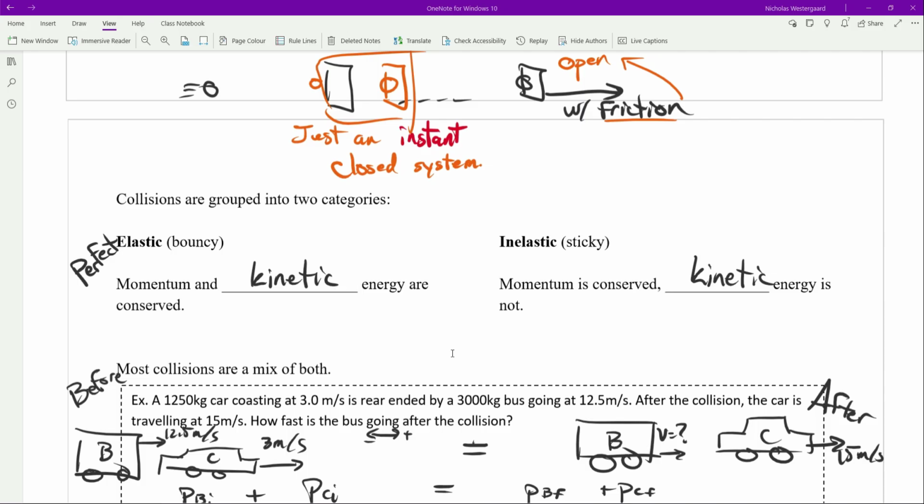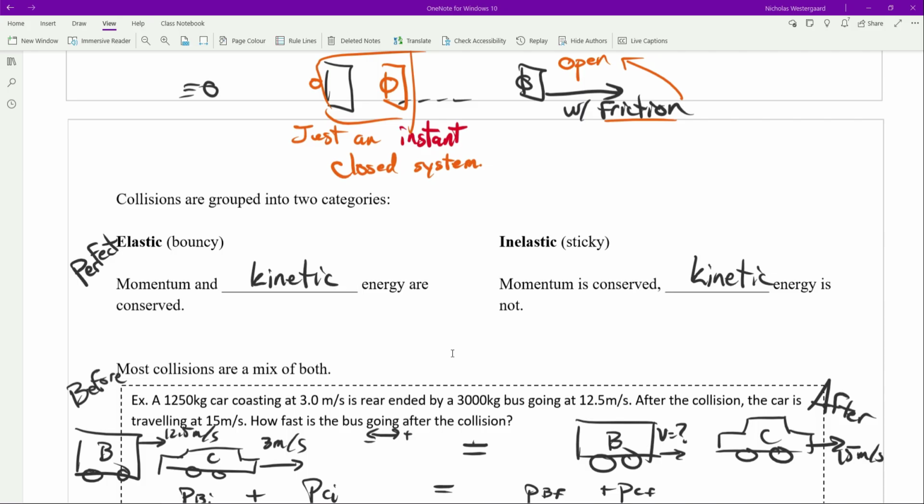So that's what the kinetic energy will be turned into. That's what's going on here: the kinetic energy is not conserved, but the total energy, including things like noise and deformation of objects, is conserved. So in inelastic collisions, the momentum is conserved and the total energy is conserved, but not kinetic energy alone.